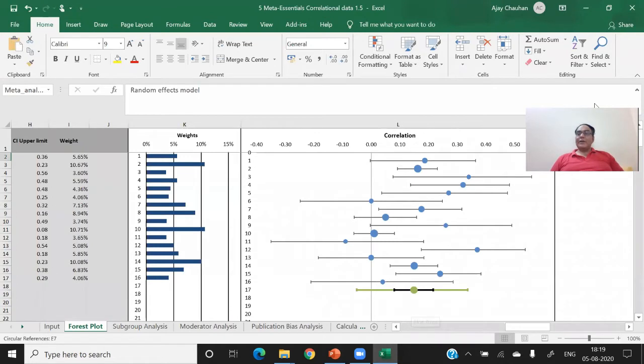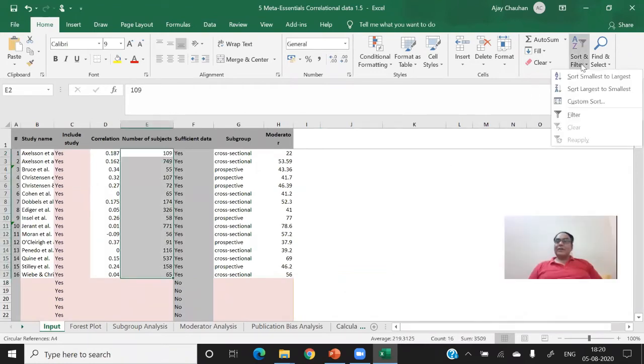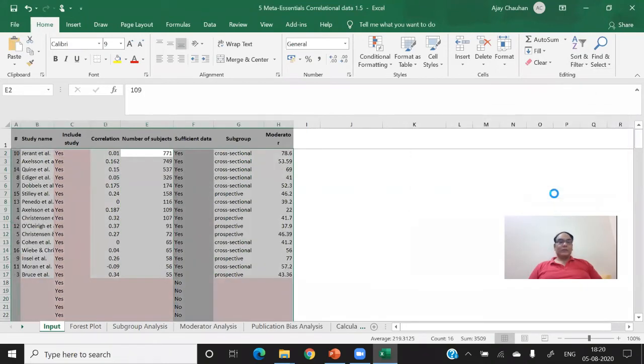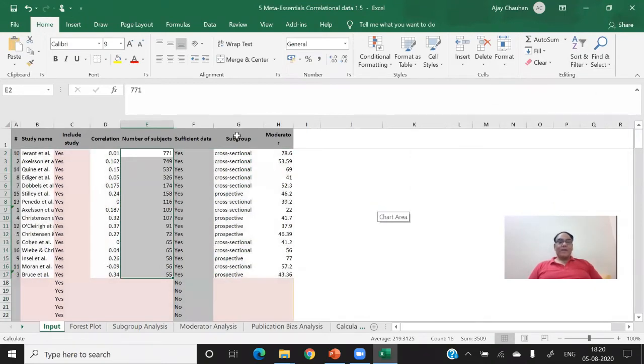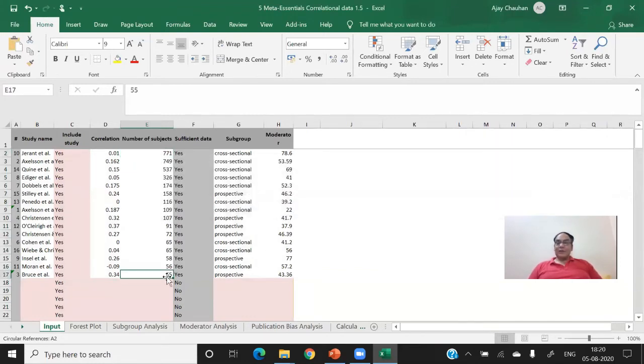After the experiment, you will see what changes come in the plot, and I will ask you a question. So just see this forest plot carefully. I hope you have seen it. Now if I arrange the sample size in descending order, you can see that the study with the highest sample size comes first, and the study with the lowest sample size comes last. I hope you can see that.